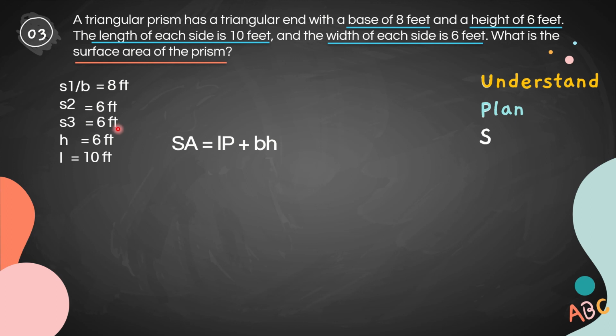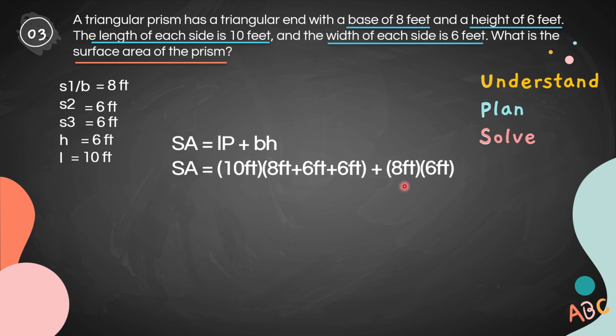Next is to solve the given problem. Let us now substitute the measurements in the formula. So the length is 10 feet times the perimeter of the triangle. So we have our side 1 is 8 plus side 2, which is 6, plus side 3, which is also 6, plus the base. So the measurement of our base is 8 feet times the measurement of the height, which is 6 feet. So let us now solve.